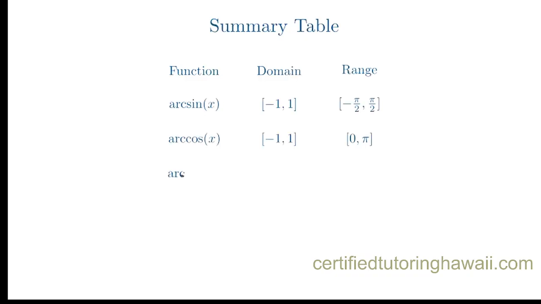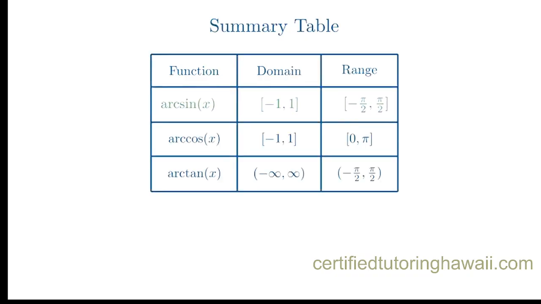Let's recap the three inverse functions we discussed. Here we see a table summarizing all three. The arcsine function has a domain of negative 1 to 1 and a range of negative pi over 2 to pi over 2. The arccosine function also has a domain of negative 1 to 1, but its range is from 0 to pi. The arctangent function has a domain of all real numbers and a range from negative pi over 2 to pi over 2, with the endpoints excluded.